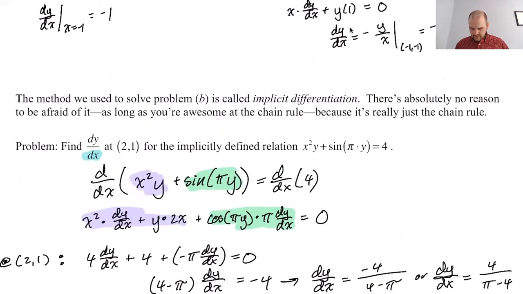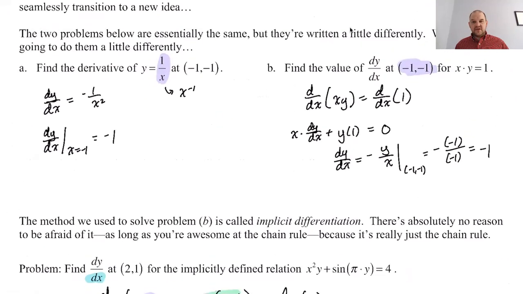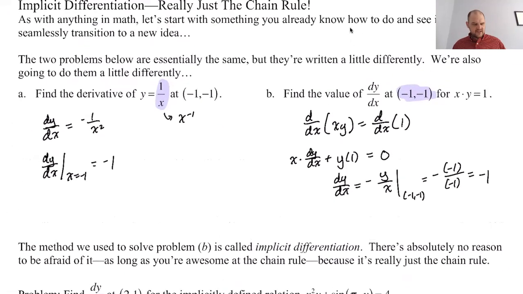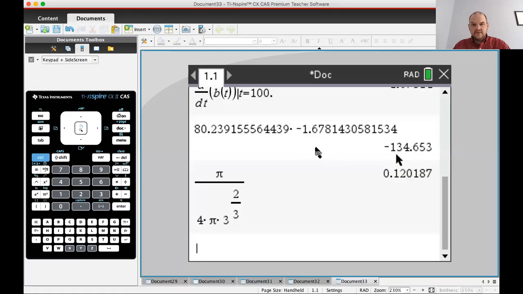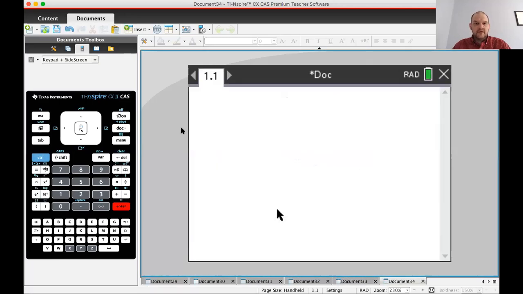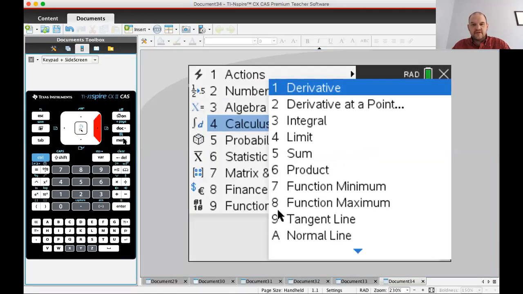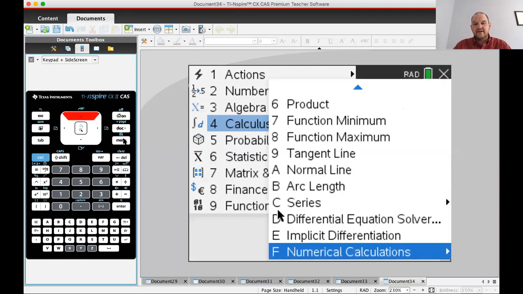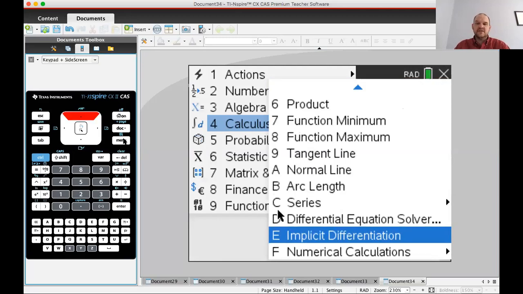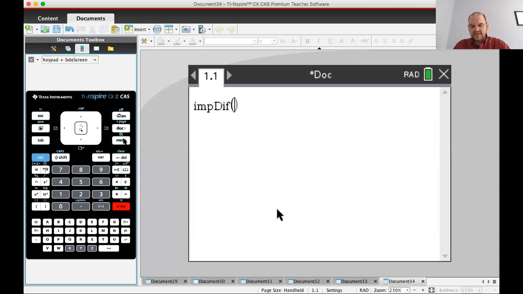I'm going to show you right now a way that you can use your calculator for this. It's kind of early in the notes, but I think that the sooner you see it, the better. So let's see what we can do here. Okay, so I'll start a new document. New document. So I want menu and then option 4 for calculus. Press up, and again, implicit differentiation. Such a common thing that it's built in. Imp diff. I like to just type it.